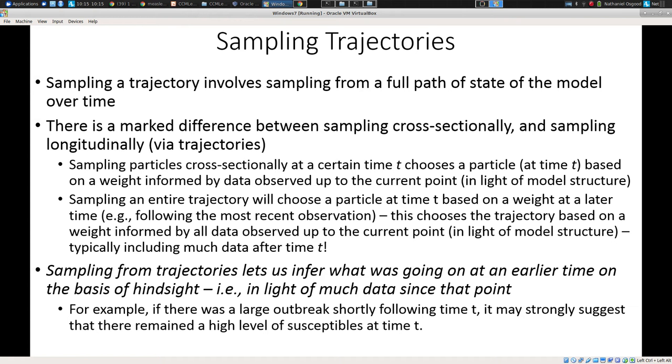Trajectories, ladies and gentlemen, let us sample histories. And histories allow us to reconstruct what was going on in an earlier time using data not only to that point, but data from that point onwards to the current point. They're much more powerful than the cross-sectional view we have. Trajectories. And they're built into particle filtering.